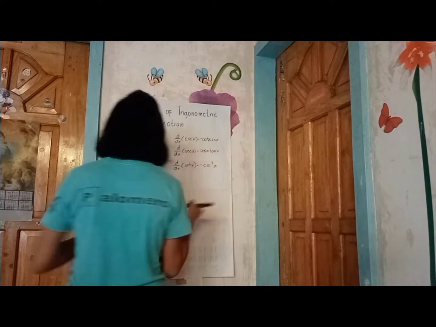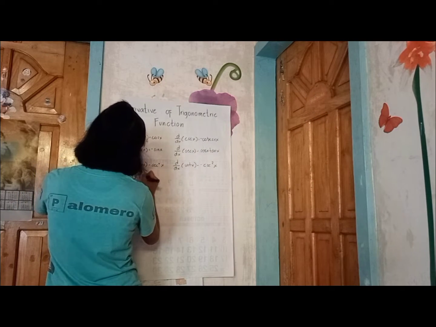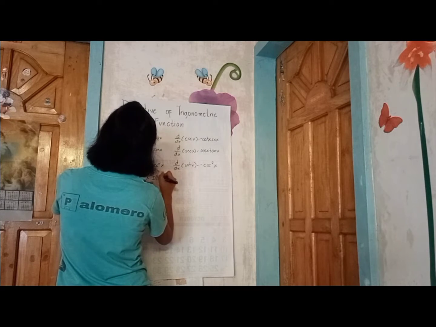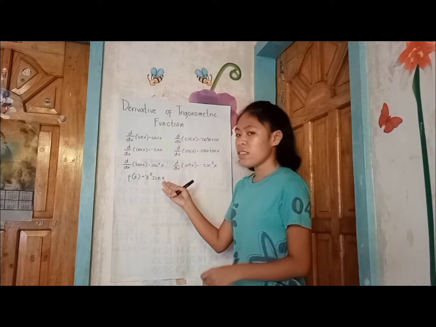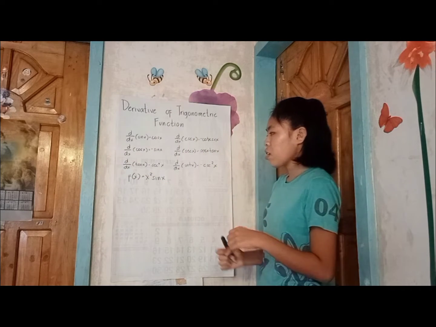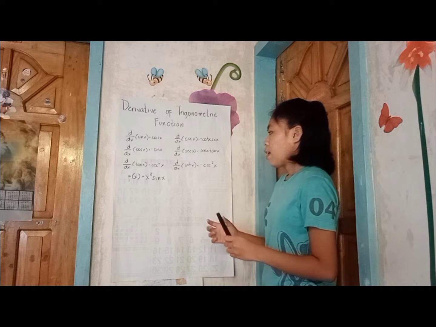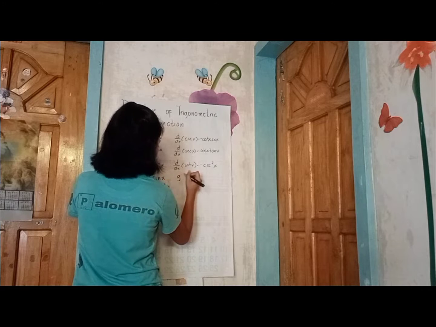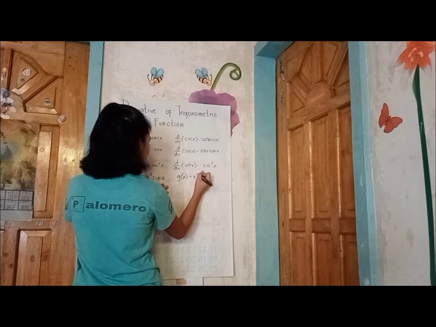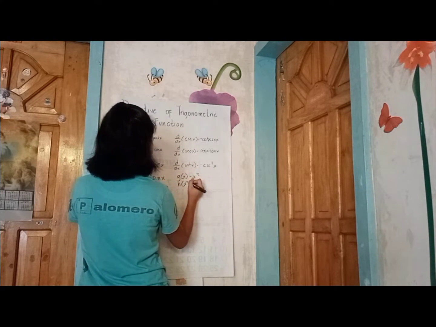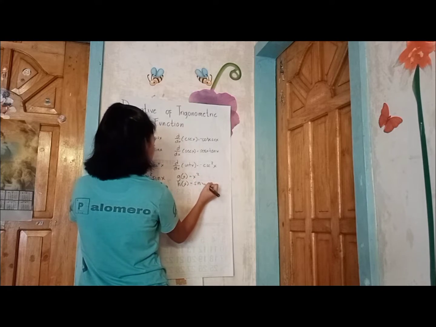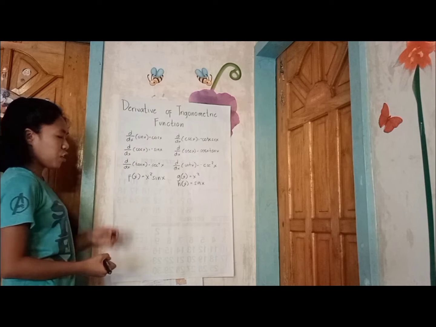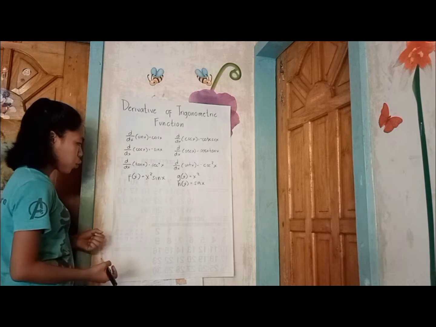So our example is f of x is equal to x squared sine x. As you can see, our example is the product of two functions. Let's say that g of x is equal to x squared, then h of x is equal to sin x. So we can solve this derivative of a trigonometric function by the product rule.